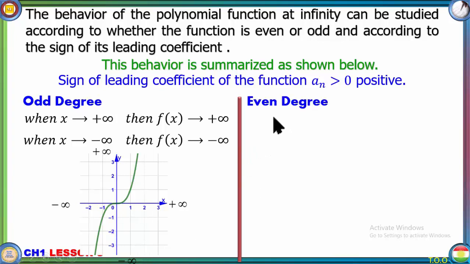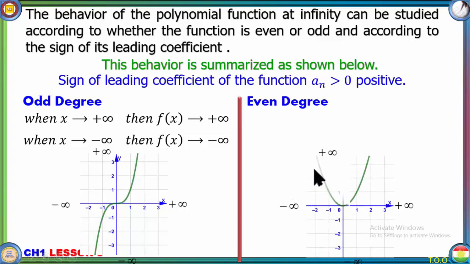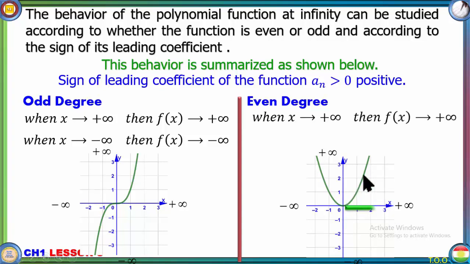If the degree of the polynomial function is even and the leading coefficient is positive, then the graph will be like this. When x approaches positive infinity, then f(x) approaches positive infinity. And when x approaches negative infinity, f(x) remains approaching positive infinity.